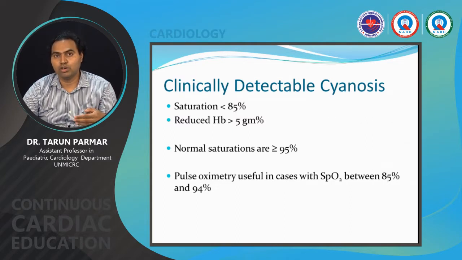Otherwise you do not perceive this patient as having cyanosis. So the gray zone is 85 to 95% saturation. Less than 85, you can perceive it. Between 85 and 95% saturation, you cannot visually perceive it, so you have to have measurement of pulse oximetry during that time, and more than 95 is an acyanotic patient. So for cyanosis to occur, you have to have reduced hemoglobin of more than 5 gram per deciliter.